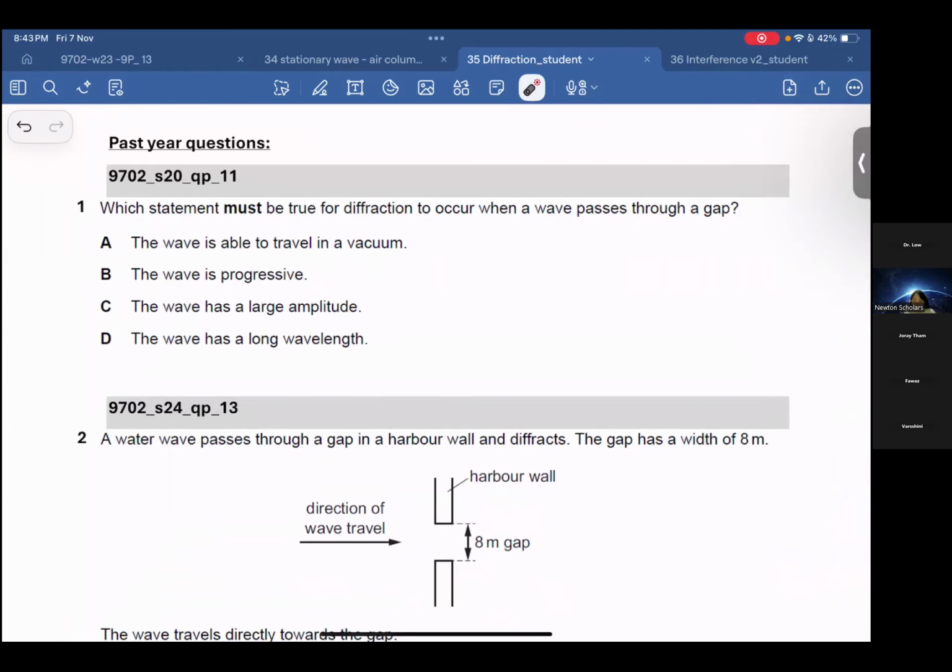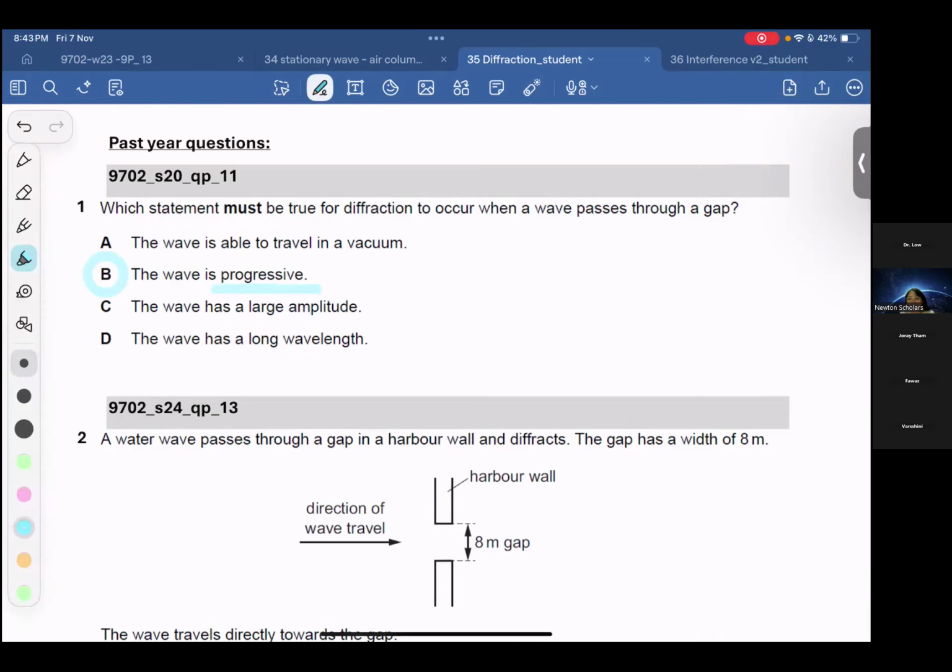Which statement must be true to occur when a wave passes through a gap? Manjo, very good. Yes, Manjo is the first person to answer me. Who else? Fawal. Yes, Fawal. Okay, boys and girls, answer B. It must be a progressive wave.